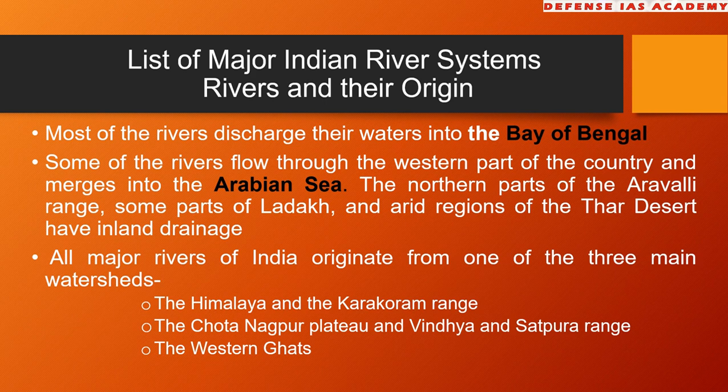All the major rivers of India originate from one of the three main watersheds, which are mainly the Himalaya and the Karakoram range. Second is the Chota Nagpur Plateau and the Vindhya and the Satpura range. And third is the Western Ghats. So these are the three major watersheds of India, from where most of the rivers originate.